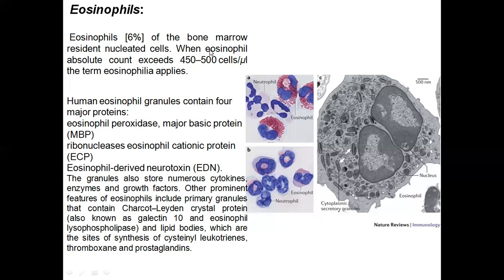When the number of eosinophils exceeds 450 to 500 cells per microliter of blood, we call it eosinophilia. And if their number exceeds further, like 1500 eosinophils per microliter of your blood, then that is called hypereosinophilia. Normally, if you count eosinophils in the blood per microliter, the number should be less than 400. So that's the normal range.